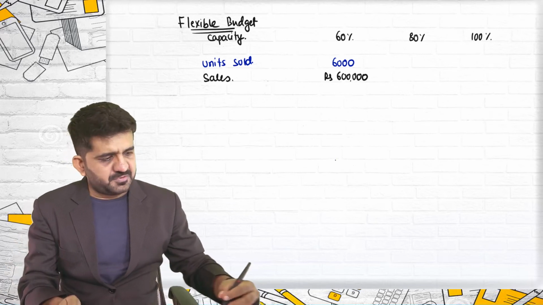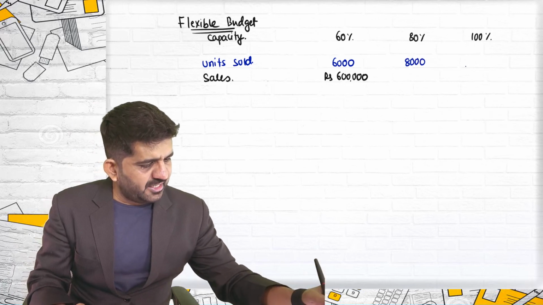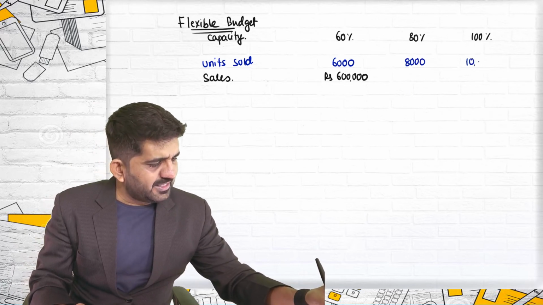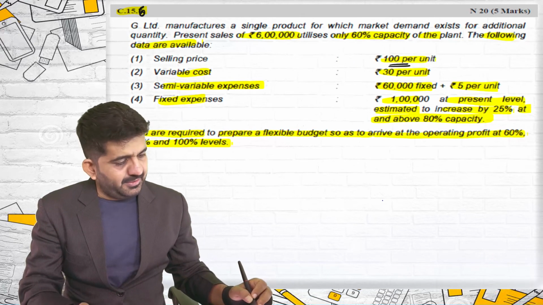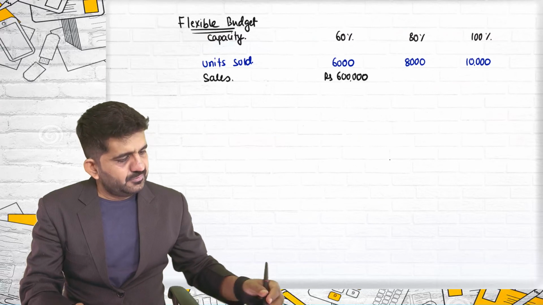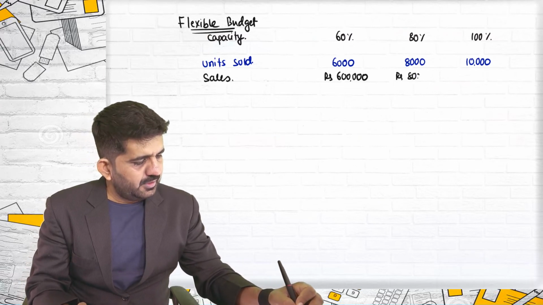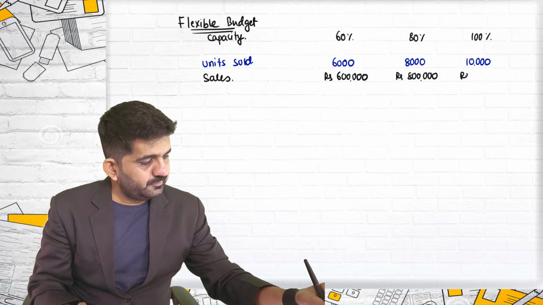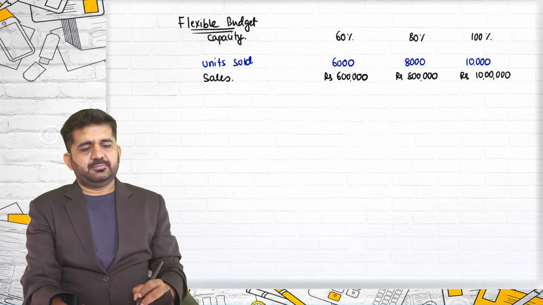So you are doing sales of 6 lakhs. At 80% capacity, you will be selling 8,000 units. At 100% capacity, you will be selling 10,000 units. I don't think there is any change in selling price. So sales will be 6 lakhs, 8 lakhs and 10 lakhs.